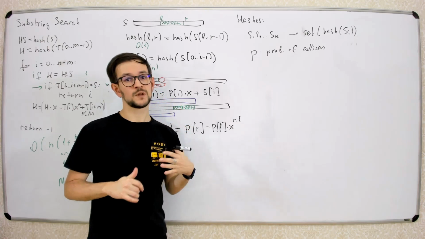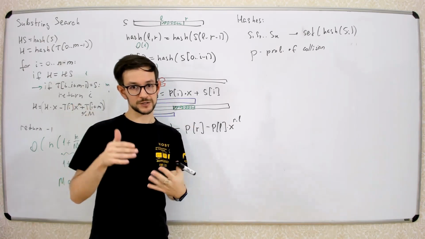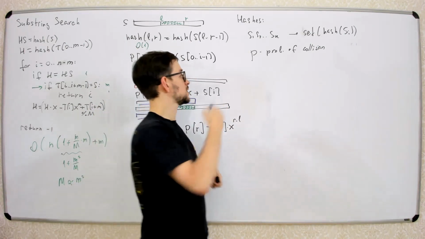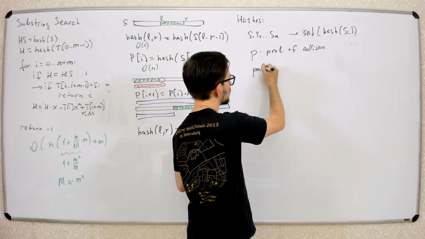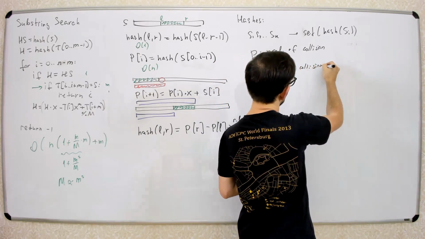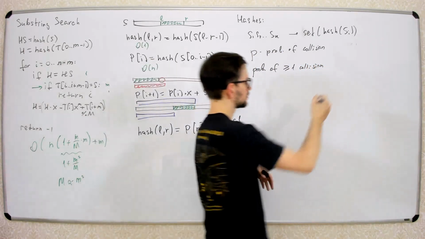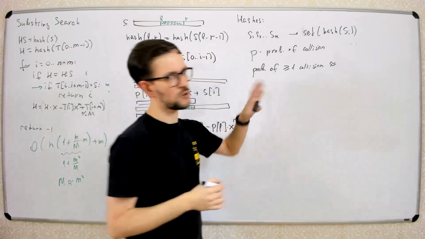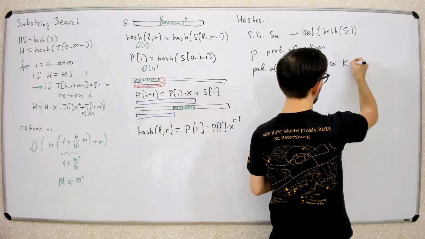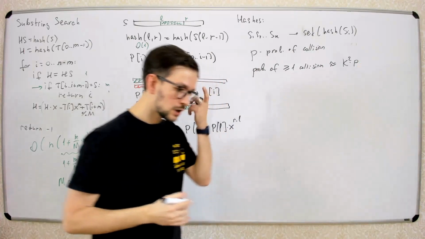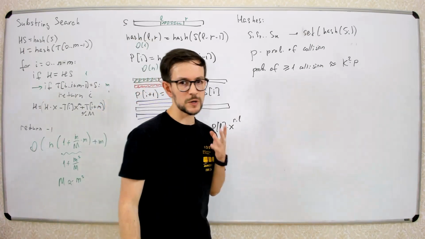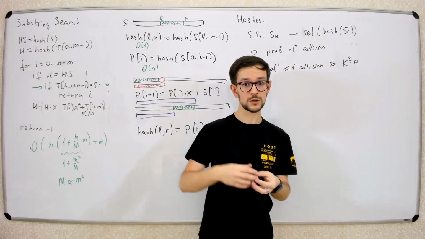Again, in this set, you have k-square pairs of strings, and every pair in this set may have a collision. So the probability of at least one collision in the set will be about, not exactly, but if the probability is small, it's good enough, about k square multiplied by p. So you need to be careful here, since you have k square, it grows pretty fast.